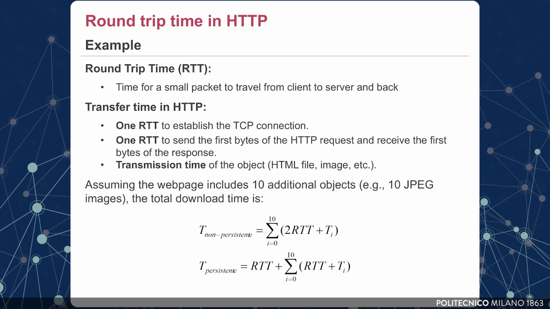This mode eliminates the need for multiple connection setups, making it more efficient, particularly for web pages with numerous objects. By minimizing the number of RTTs required, persistent connections significantly reduce download times and improve overall performance.